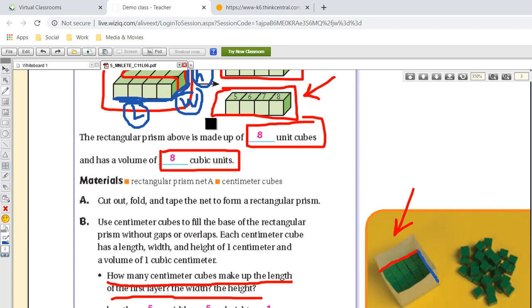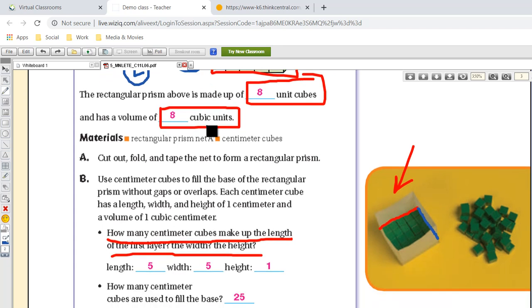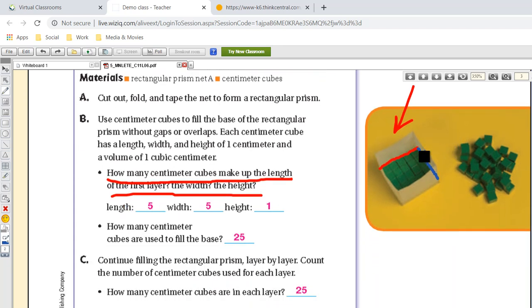If you want to get the volume of any solid figure, you have to multiply these 3 dimensions by each other. So we have here length equal 5, because we have here 5 cubic units, and we have here also 5 cubic units, and the height is 1, because the height of one layer equals 1 cubic unit. So we have 5 units as length, 5 units as width, and 1 unit as height.